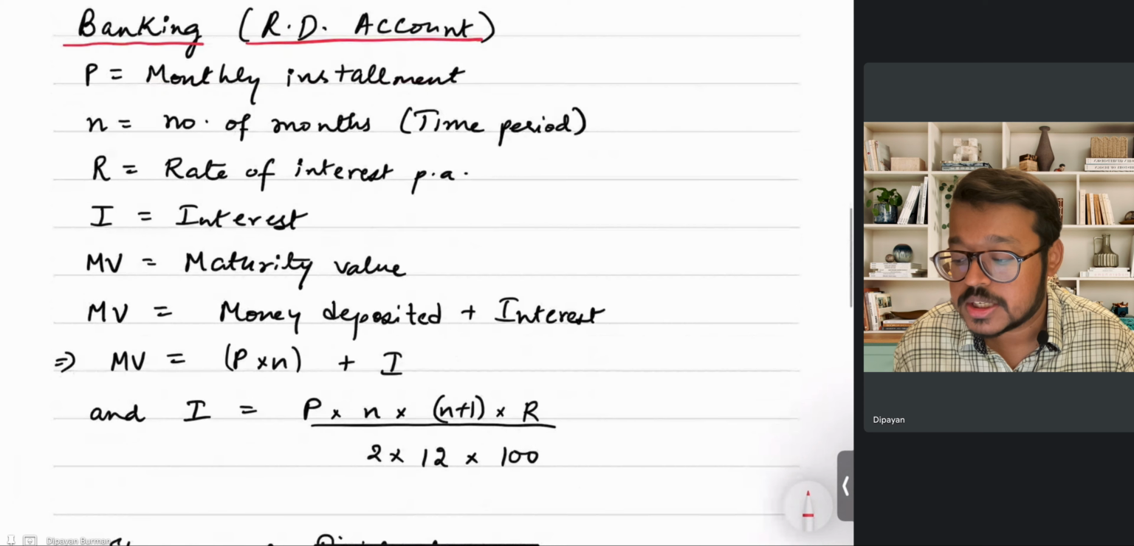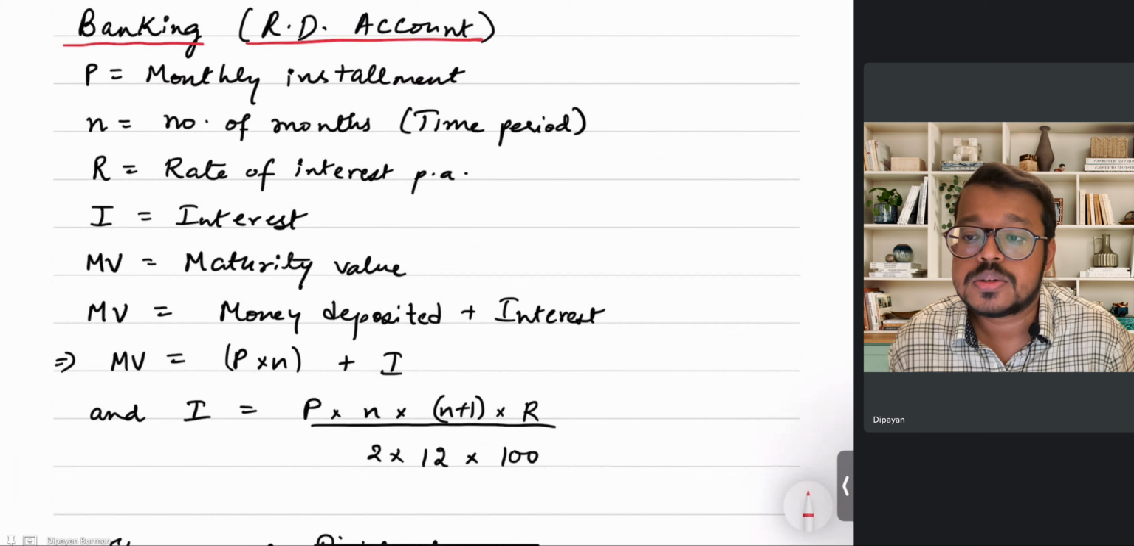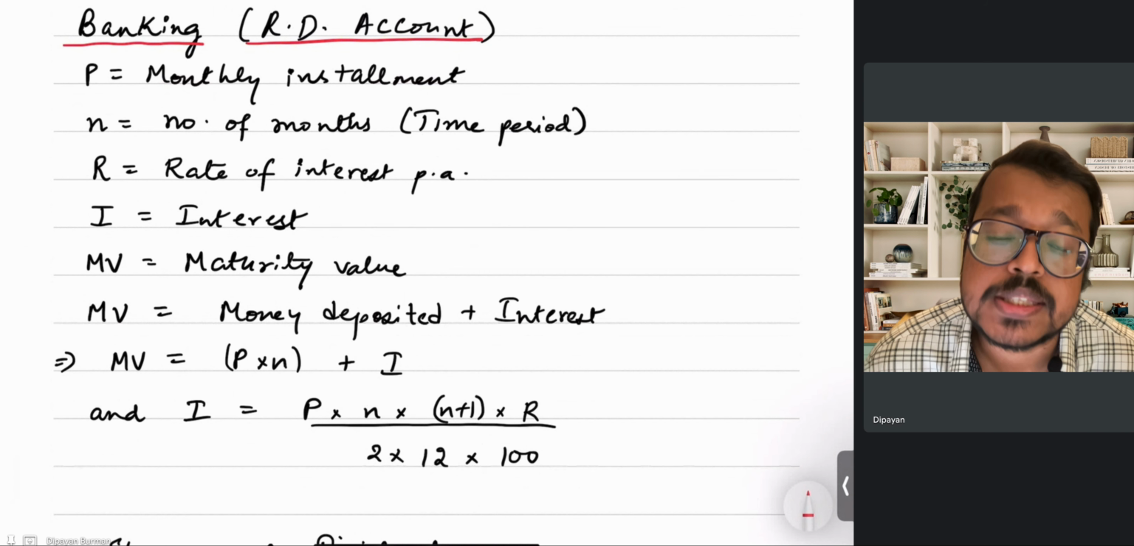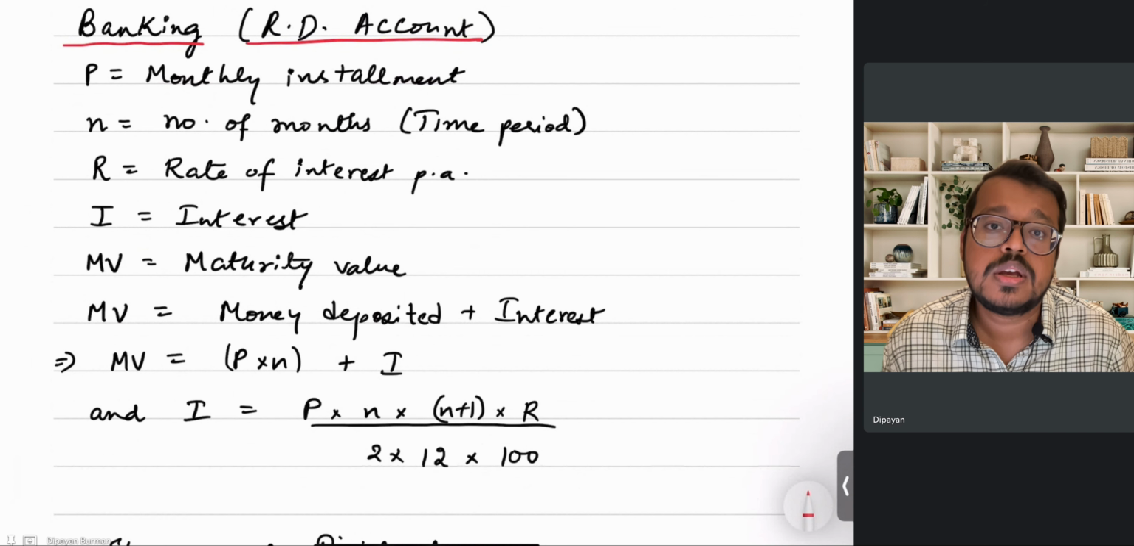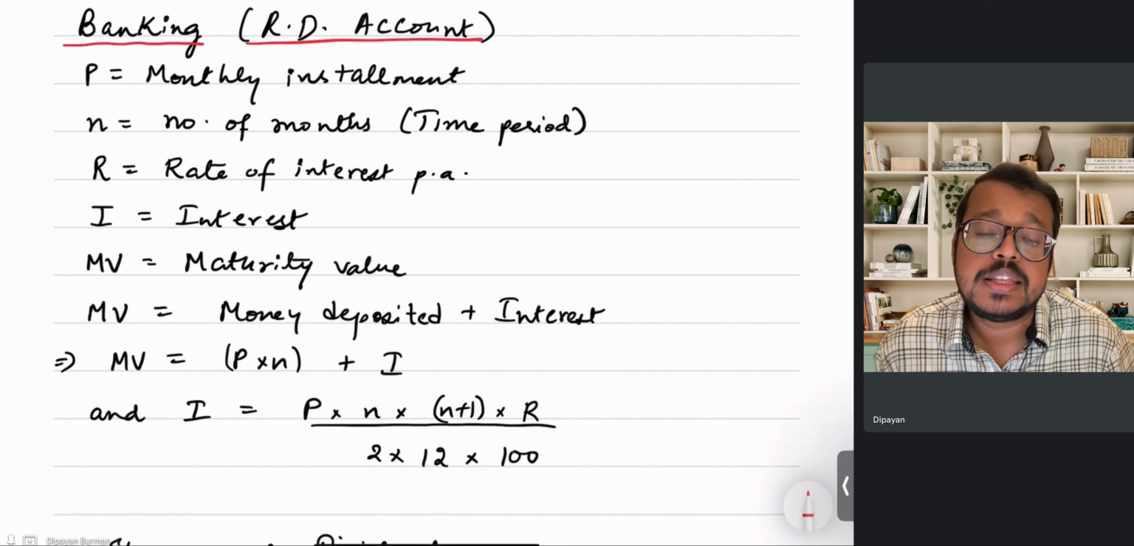Now the next chapter is on banking, which focuses only on recurring deposit accounts. So the idea is, how do we calculate the interest for recurring deposit accounts? The idea behind such accounts is that a person will have to pay the same amount every month for a period of time, and then at the end of that time period they can withdraw that money. So they are withdrawing all the money that they have deposited over these months plus some interest.